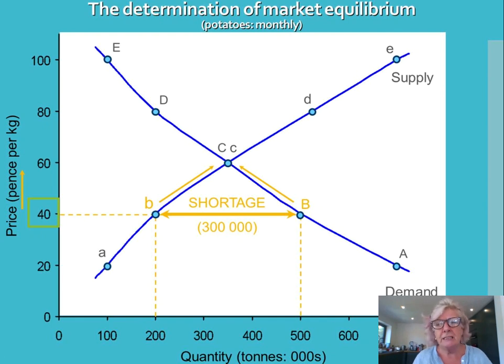Shall I carry on trying to decide who I sell my potatoes to? Or perhaps, if I possibly can, what I really want to do now is raise my price. So these surpluses and shortages in the market will always force the price back towards equilibrium, where supply and demand become equal again.